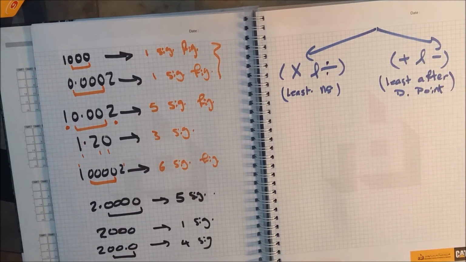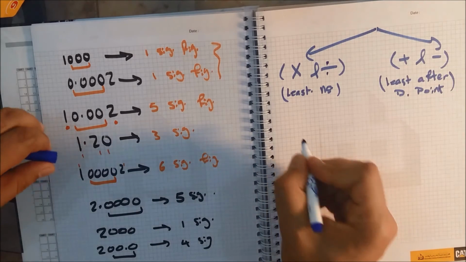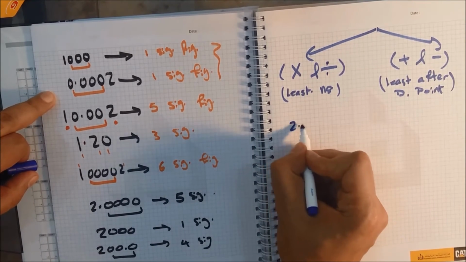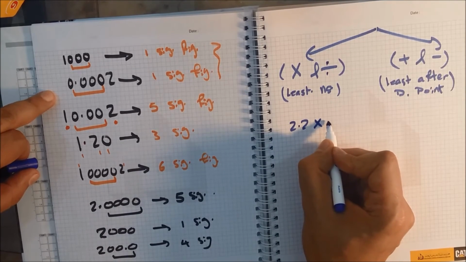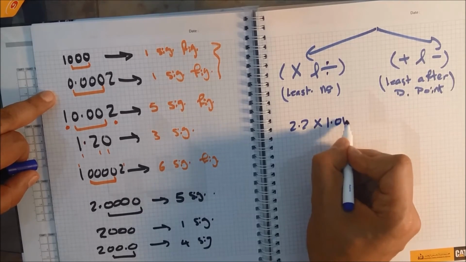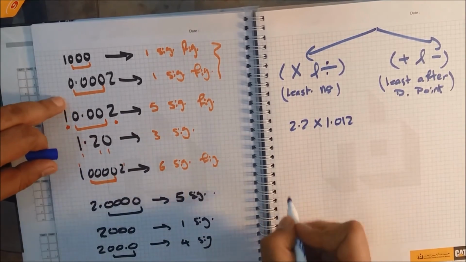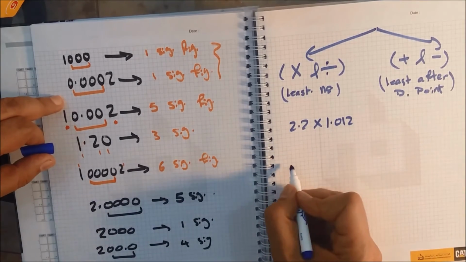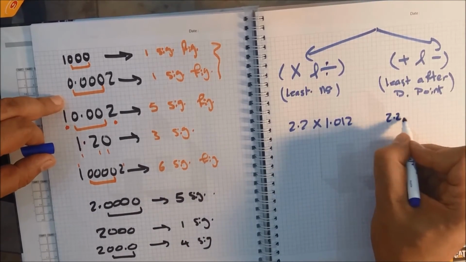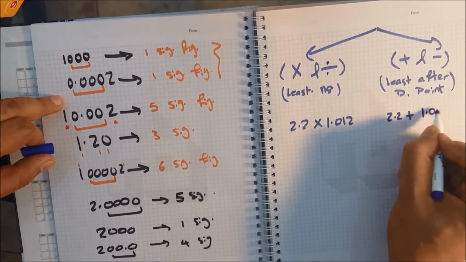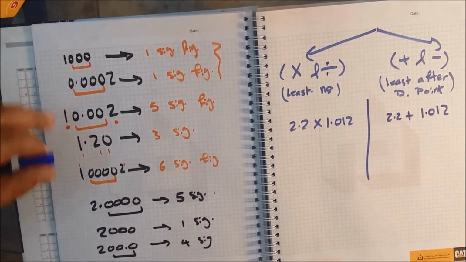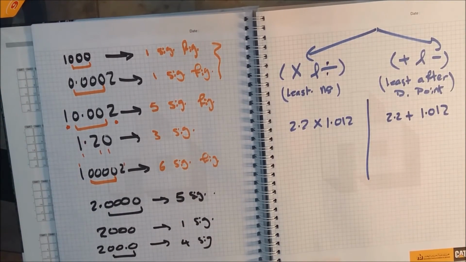So let's say that we have two numbers multiplied by each other. So 2.2 multiplied by 1.012. Let's say that we have 2.2 plus 1.012. How can I apply significant figures in those two problems?